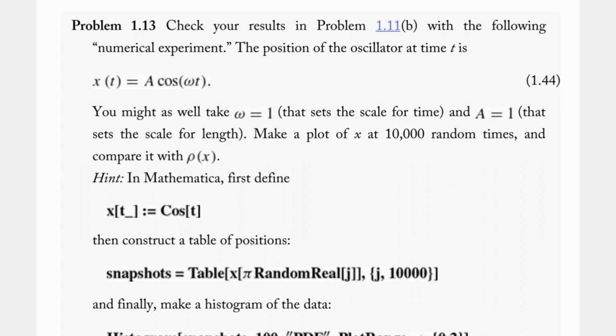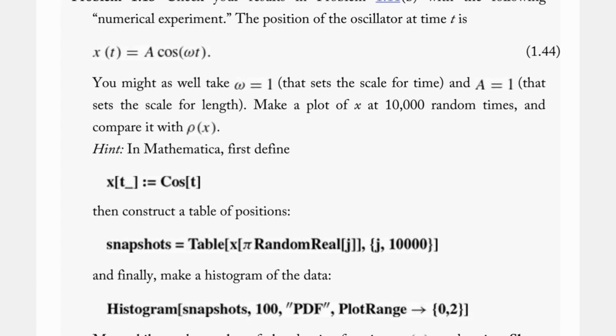Okay, and then it tells us that the position of the oscillator at any time t is given by x equals a cosine omega t. Now, we might as well take omega equals 1 because that's going to set the scale for time, and a equals 1 because that's going to set the scale for length. We're not doing a physical problem here, we're just doing a numerical experiment. So we might as well take those values equal to 1 for simplicity, but you can set them to be whatever you want as long as you're consistent.